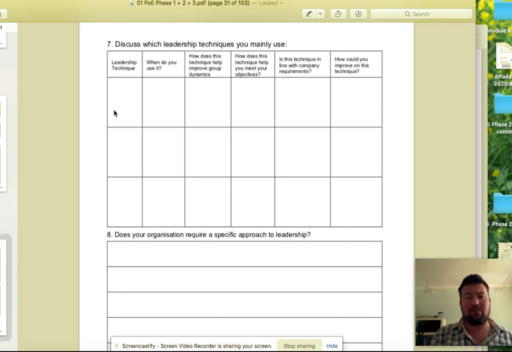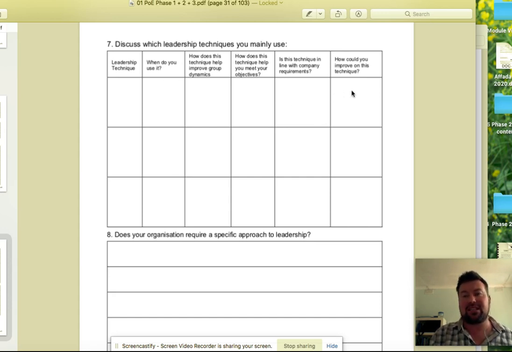So let's say autocratic. When do you use it? Well, with new employees. How does it help with group dynamics? Well, it gives clear instructions in order to give direction to the team. How does it help you to meet your objectives? Because autocratic gets you quick results, it definitely helps the organization to get the results they want. Is it in line with company requirements? Well, especially when we talk about health and safety, working with new employees, giving them direction and clear instruction, it is definitely in line with company techniques.